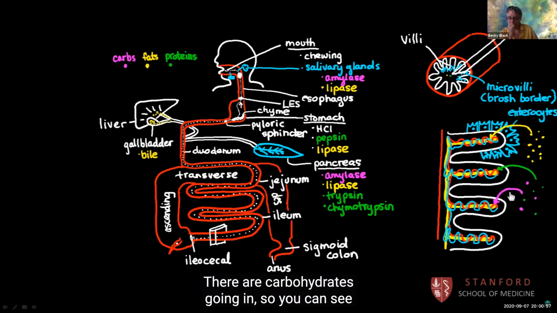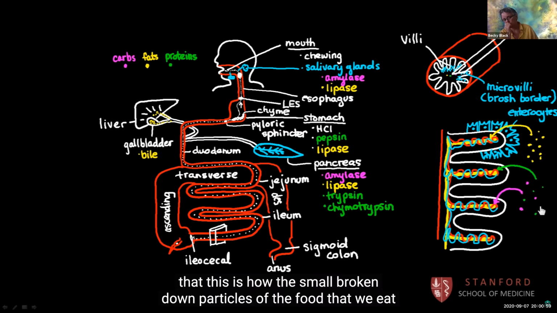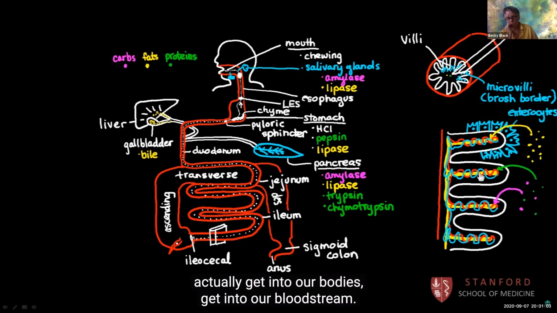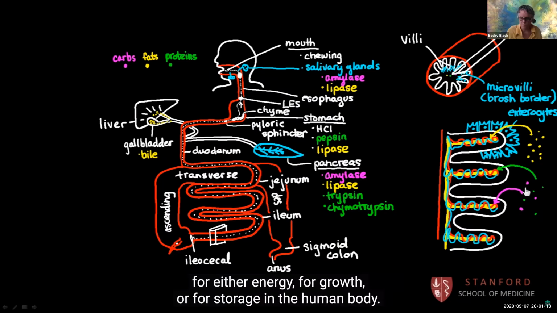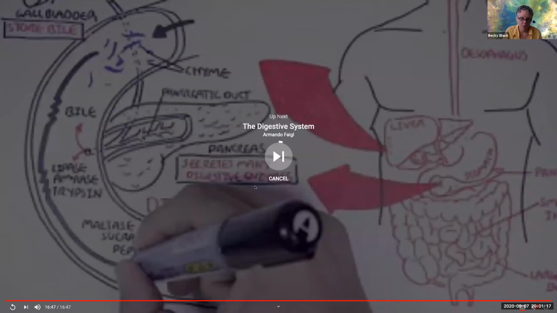So you can see that this is how the small broken down particles of the food that we eat actually get into our bodies, get into our bloodstream. And next, we're going to be looking at how our body uses those building blocks for either energy, for growth, or for storage in the human body. Okay, so we'll stop here and we'll start a new video.